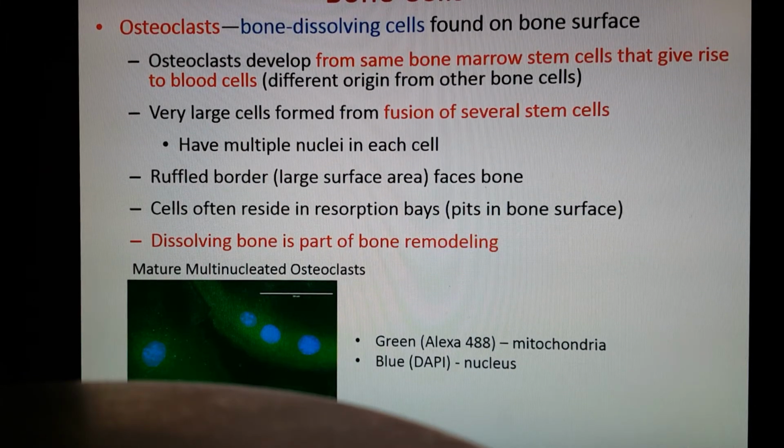So that's where it faces the bone and will dissolve or break apart the bone. And they'll fit inside an area called the resorption bay, so to reabsorb the bone as it's breaking down the bone to help remodel it. So dissolving bone is part of remodeling.